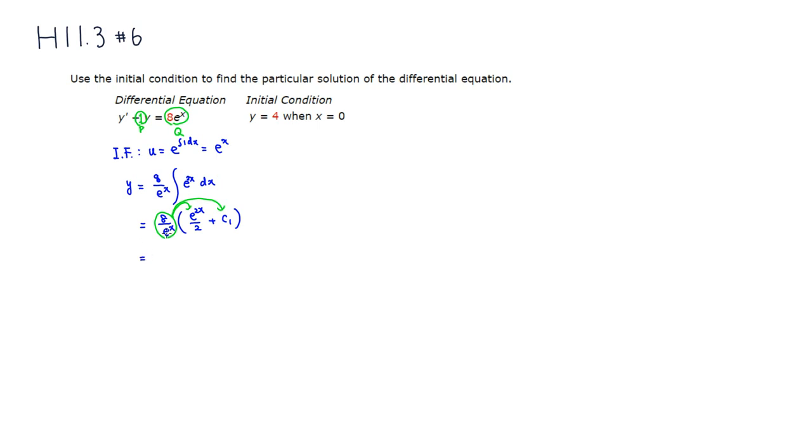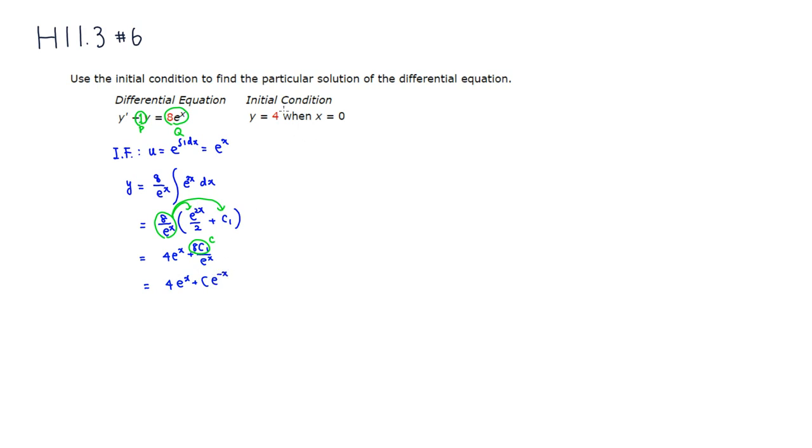e to the x and e to the 2x, so e to the x cancels out, and you're going to get 4 e to the x, plus we have c1, 8 times c1 over e to the x. There's no point in using a complicated expression for a constant, so we're going to call that c. So we get 4 e to the x plus c e to the negative x.